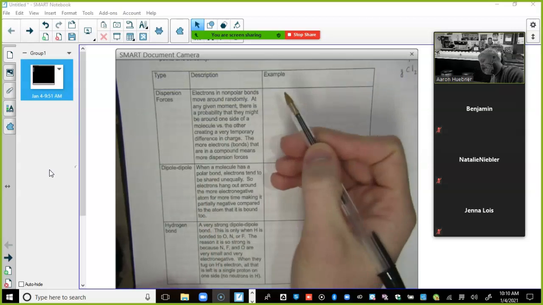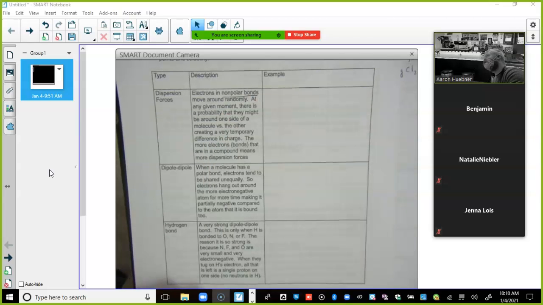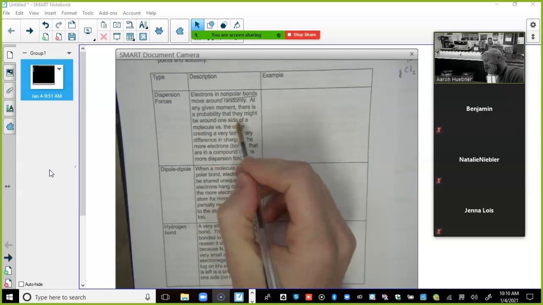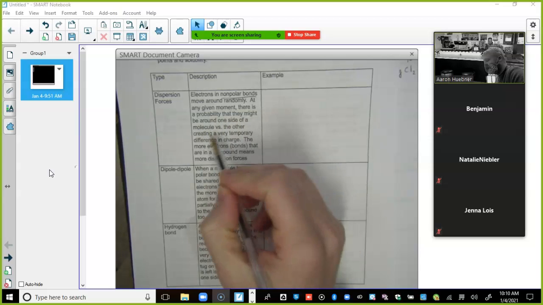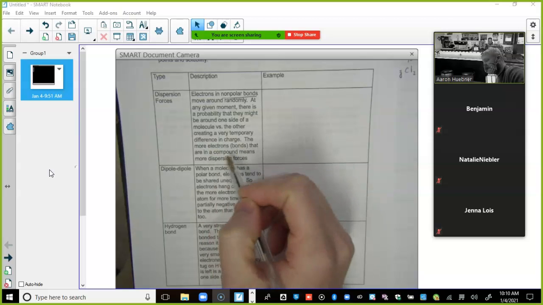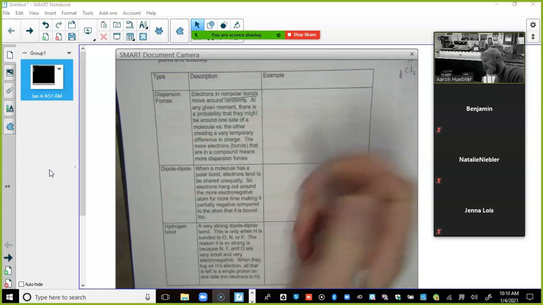Electrons in nonpolar bonds move around randomly. So I would highlight nonpolar, because if you have something that's nonpolar, the only intermolecular force that's present is dispersion forces. At any given moment, there is a probability that the electrons might be around one side of the molecule versus the other, creating a very temporary difference in charge.